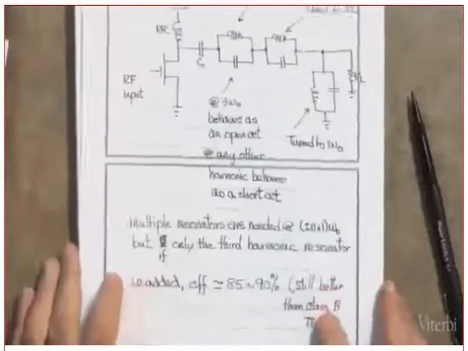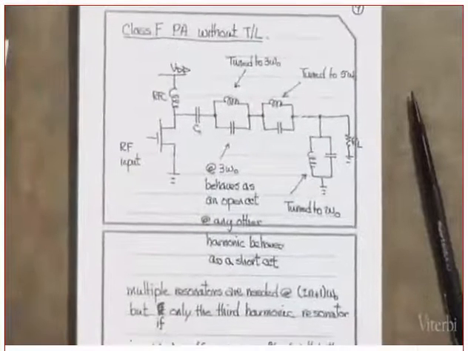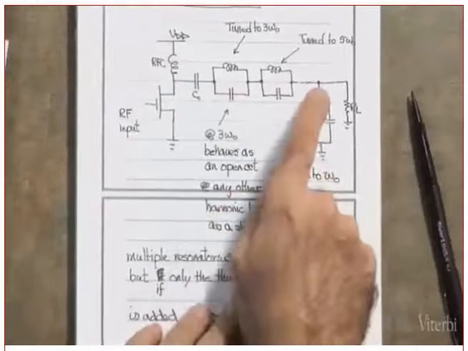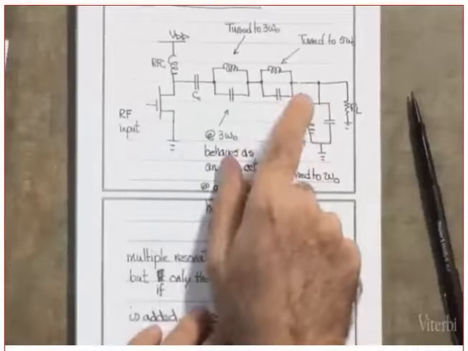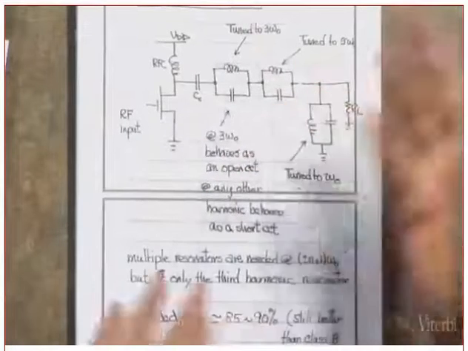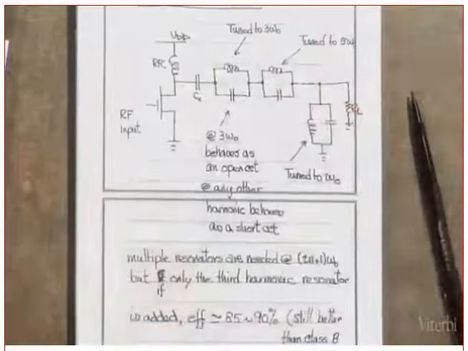Let's see if you can help. Can I replace it by this? What did I do here? I put series tank circuits. Question, by the way: does it have to be series tank circuits? Could they be parallel? Of course they could be parallel. I did just one example.